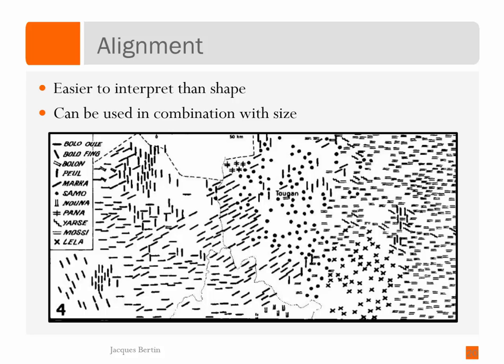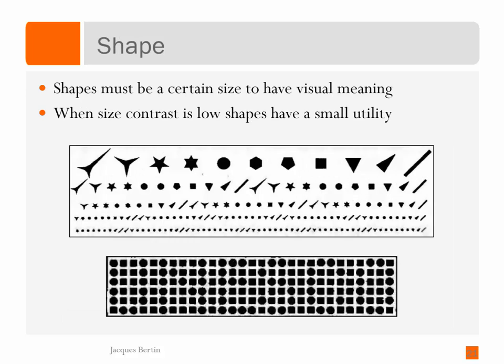And alignment, as we've described here, can also be used in combination with size. So we see that here. We have some of our dashes are different sizes to help encode a little bit more meaning. And then finally, our last principle is shape. So shapes must be a certain size to have visual meaning.